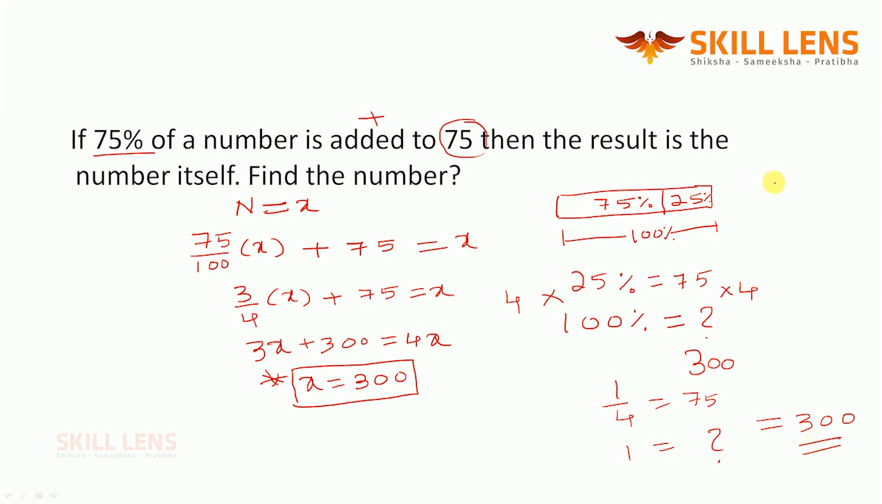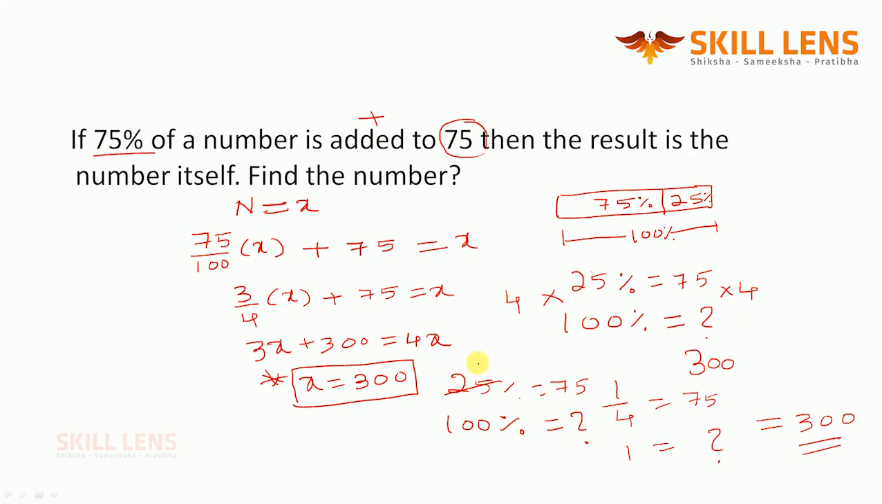Do you really need a pen and paper to do this? Not really, because 25% is this. Then 100 is how much? What is the other way around? Yeah, 25% equals 75. Then 100% equals how much?